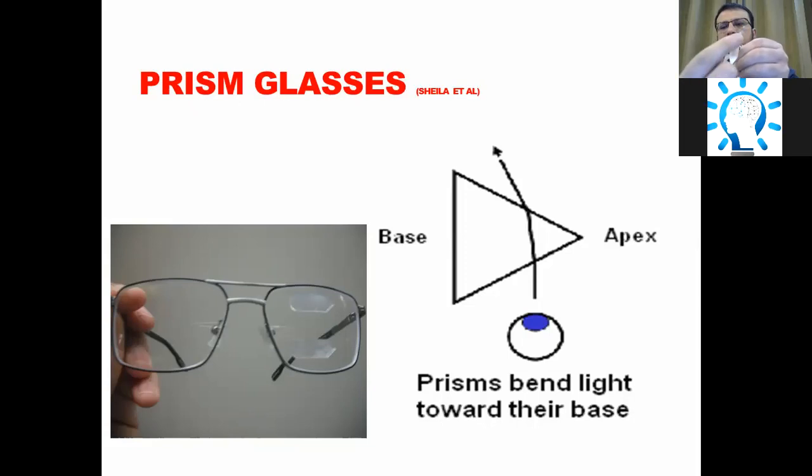This is the base of the prism. So the picture will come to this side, and this is the apex. This is the apex and the base of the prism. This is for the patient who has right hemianopsia, because it will take the picture from left. Patient who has left hemianopsia, it will take the picture from left to right.